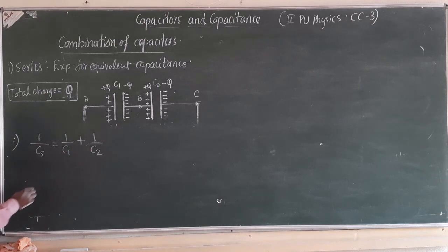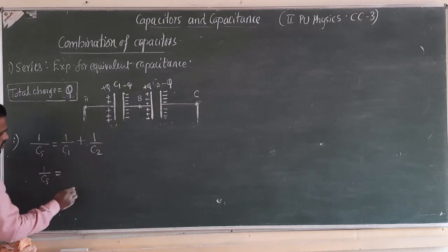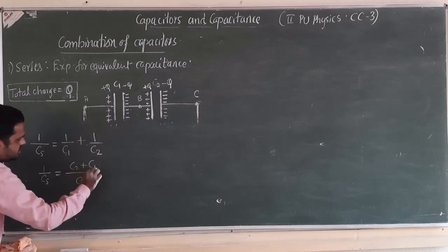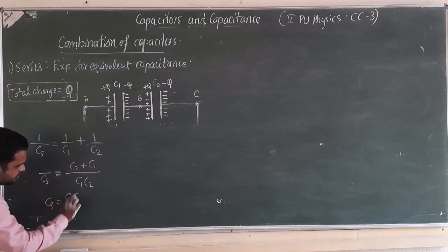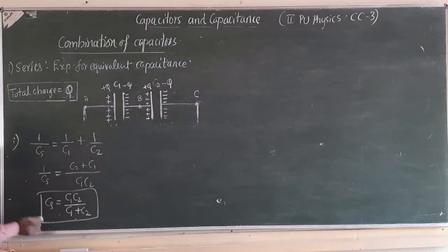Now, we can modify this equation slightly. 1 by Cs is equal to, take the common denominator, C1 C2 over C2 plus C1. That means Cs is equal to, taking the reciprocal, C1 C2 divided by C1 plus C2. While solving a problem, if C1 and C2 values are given, and it is asked what is the effective capacitance when two capacitors are connected in series, you can use this expression to calculate the Cs value. Okay, C1 C2 divided by C1 plus C2.